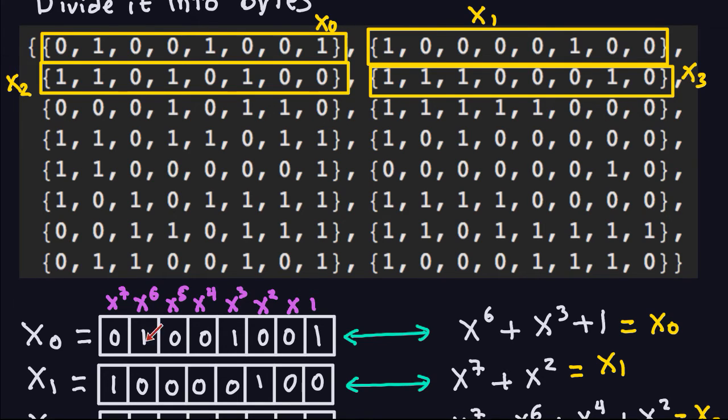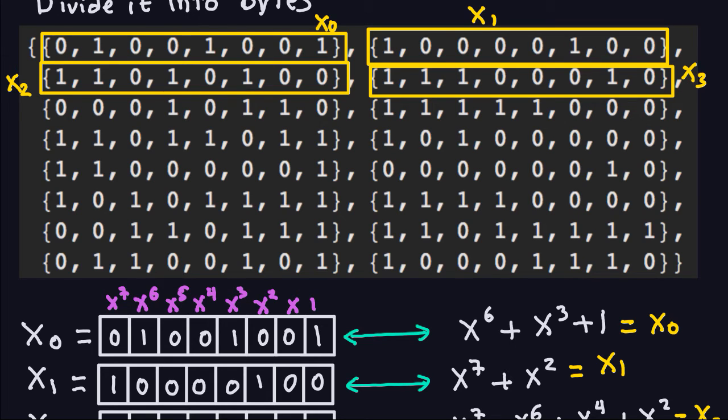I have a 1 here in x to the 6th, so I'm going to use x to the 6th. I have a 1 here under the power x cubed, so I'm going to use x cubed. And I have finally a constant 1, so I'm going to use 1. Now I'm going to use notation, and denote this polynomial x0 also. So x0 will denote the byte and the polynomial. Of course, that's not entirely correct, but I'm not going to introduce more notation just for that. So I'm going to use x0 for this polynomial and also for the byte.